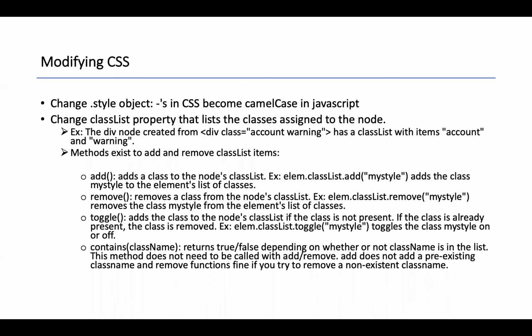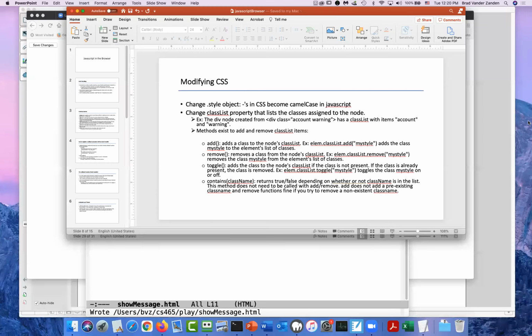Okay, moving on. So, modifying the cascading style sheet. You've already seen how you can do it using the style object. And one thing I had not mentioned, but it's important: in CSS, there are some properties like background-color that have a dash between background and color, and those become camel case in JavaScript. If you're not sure what camel case means, it means that new words start with a capital letter.